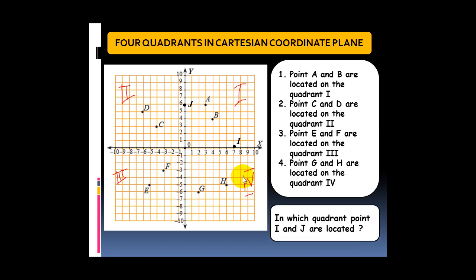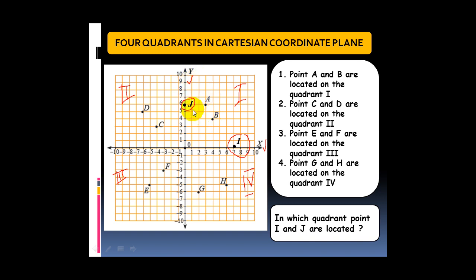In which quadrant are point I and J located? In which quadrant? 1 or 4? No, point I is located on the x-axis, exactly on the x-axis. And then point J is exactly on the y-axis.